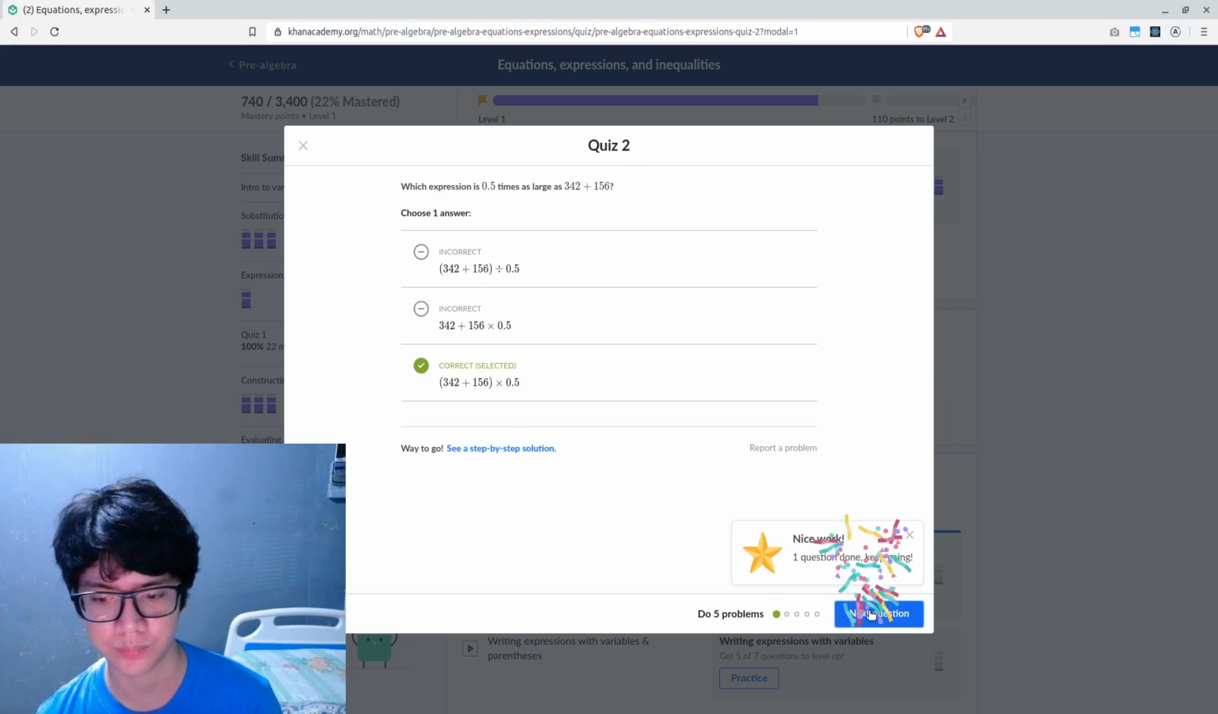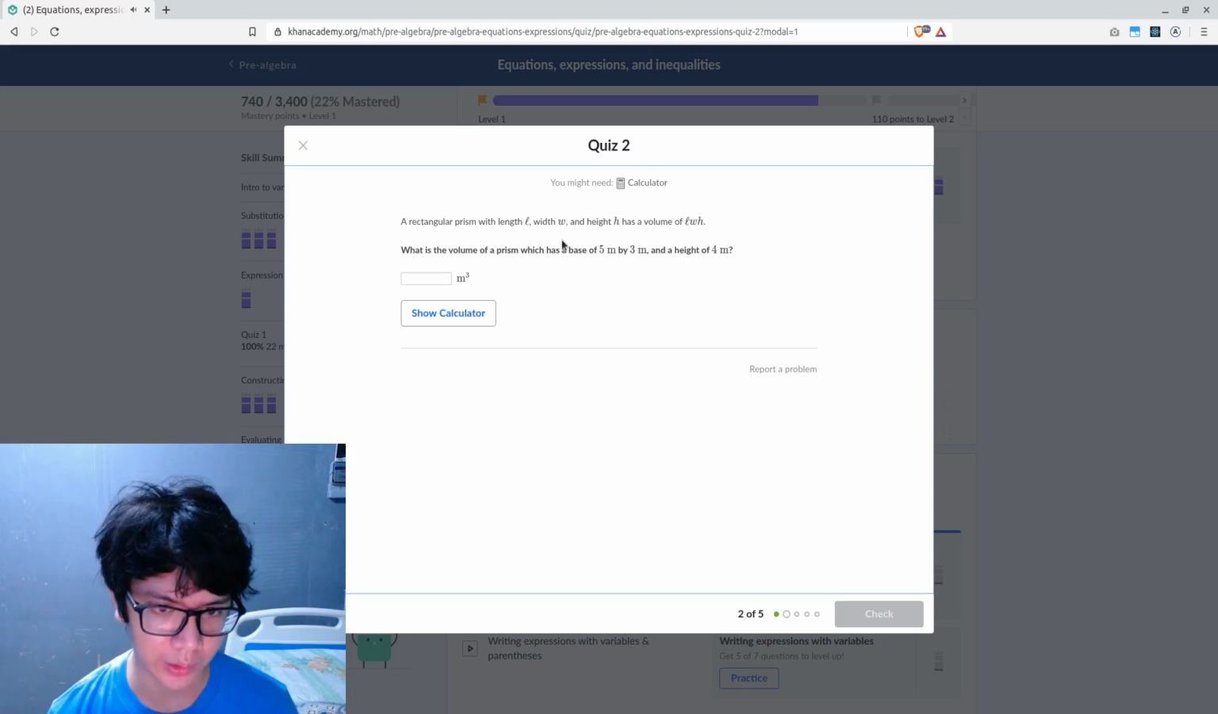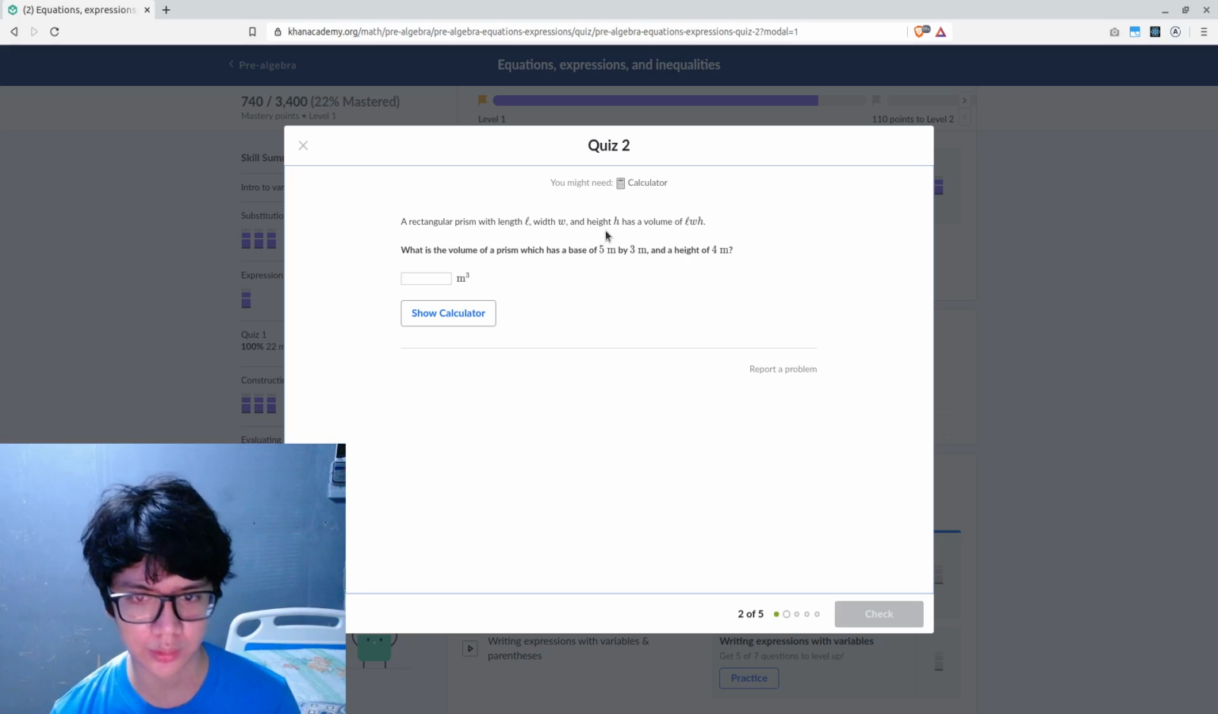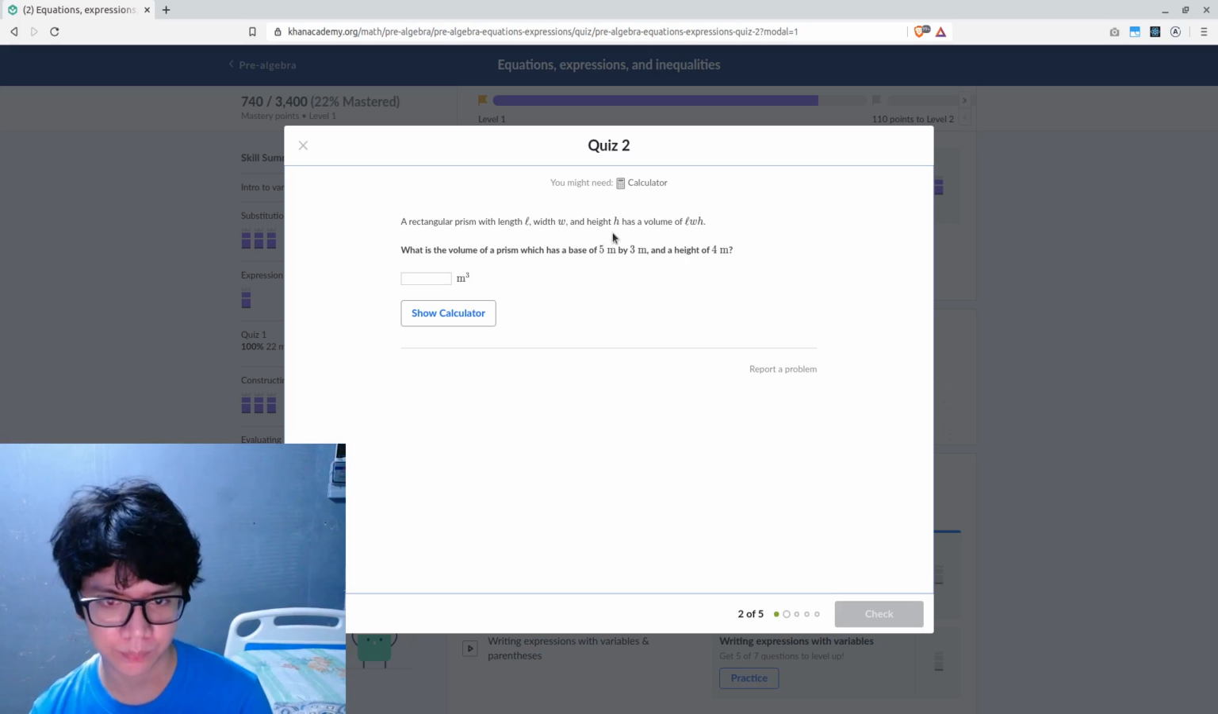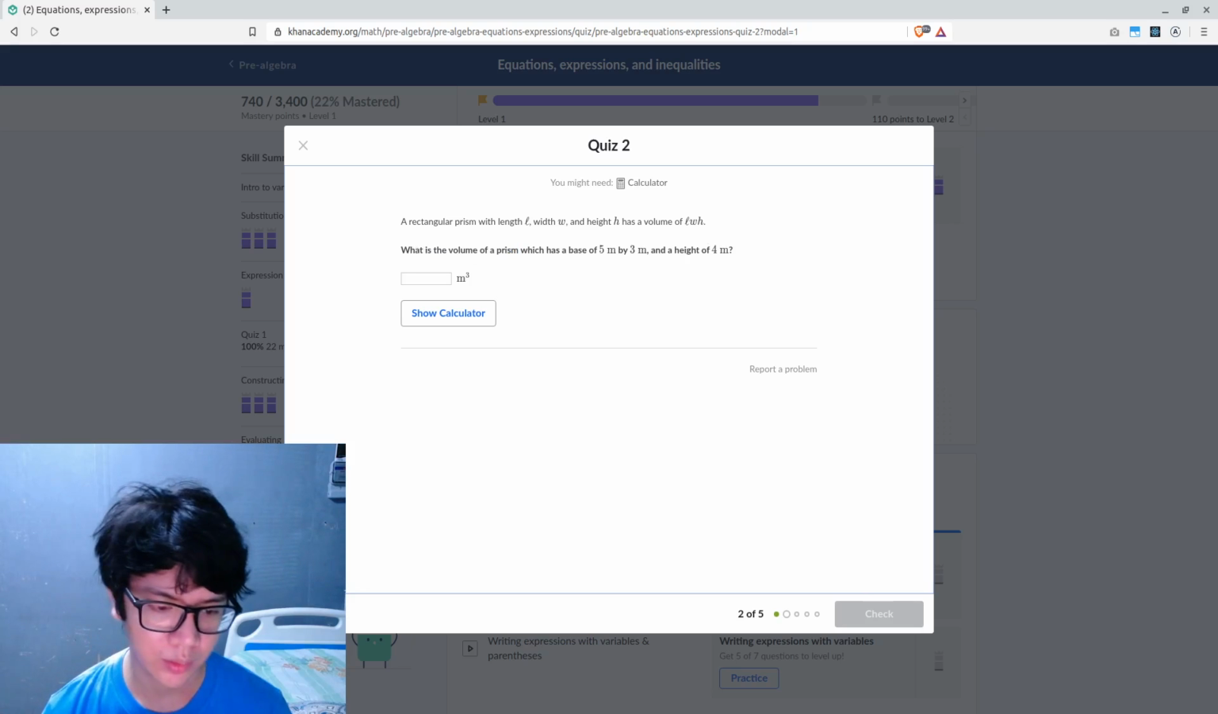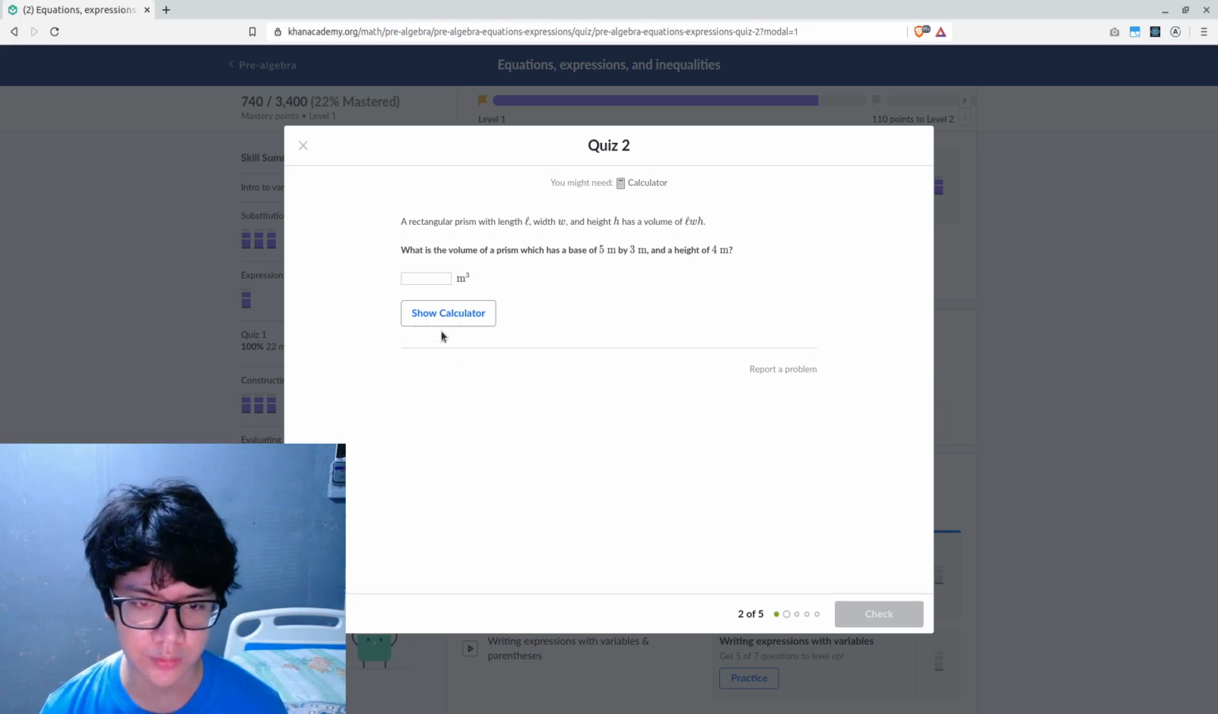There you go. A rectangular prism with length L, width W, and height H has a volume of LWH. What's the volume of the prism? 1560?